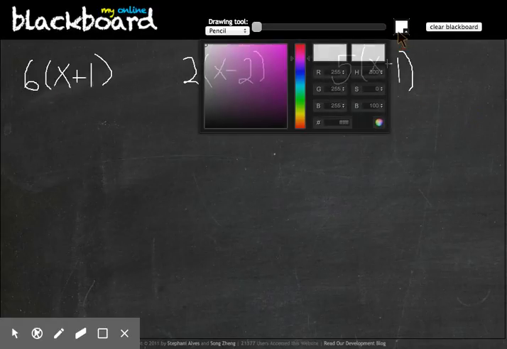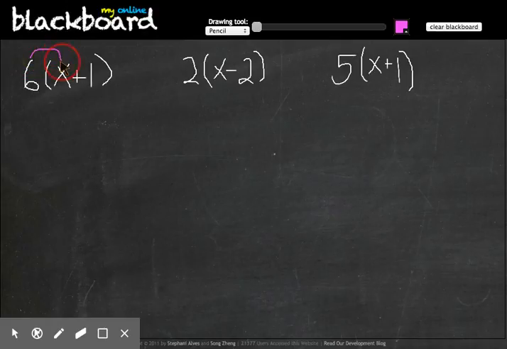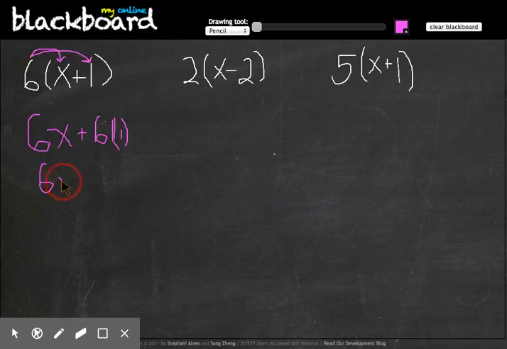So for this one, we're multiplying 6 times the quantity of x plus 1. So we'll start by multiplying 6 times that first term, x, 6 times x. Then we keep our sign the same, and we multiply 6 times our 1. So that's 6 times 1. I'm putting parentheses around the 1 to show multiplication. So now I have 6x plus 6 times 1, which equals 6. I get 6x plus 6.